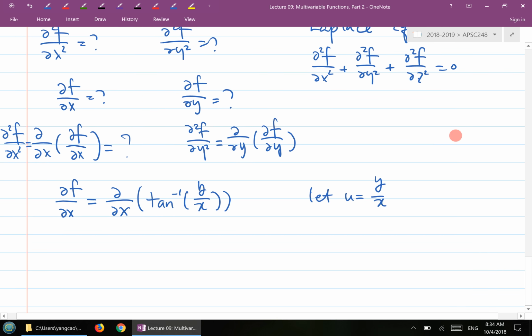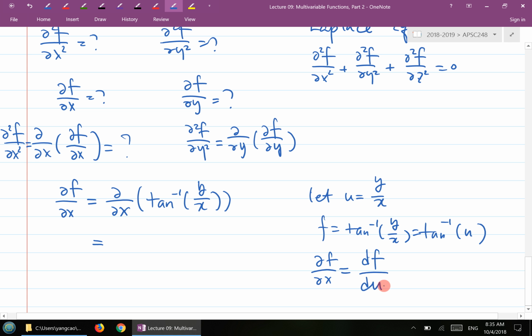So now this function f, equal to tan inverse of y over x, becomes tan inverse u, right? Okay. So then partial f over partial x can be written as df over du. So you take the derivative of f over u first.